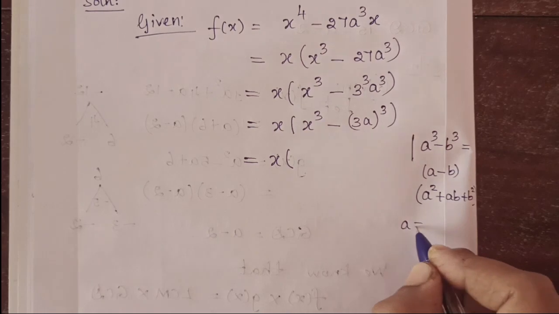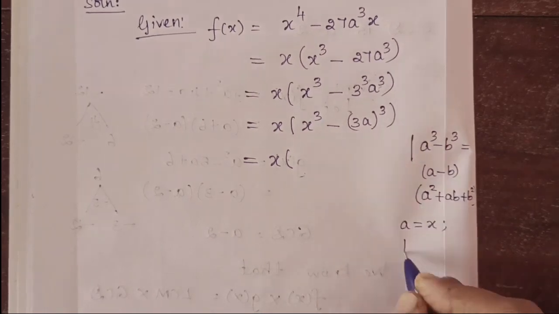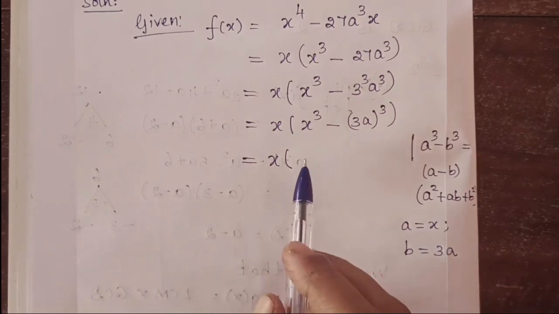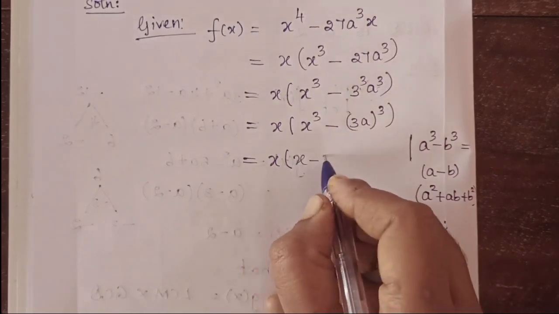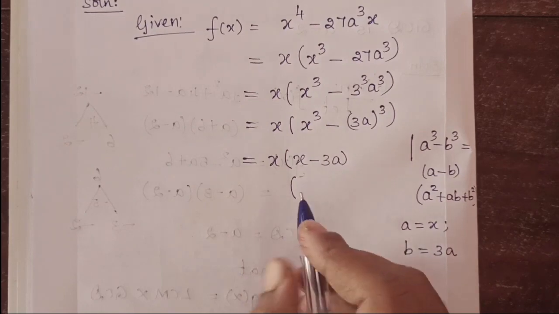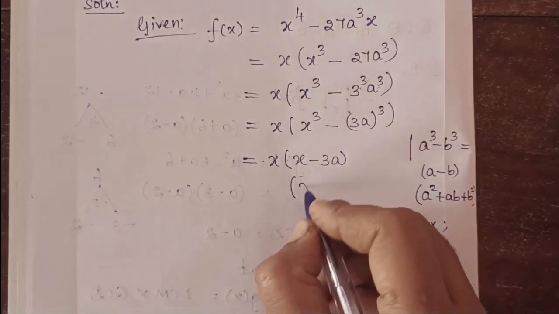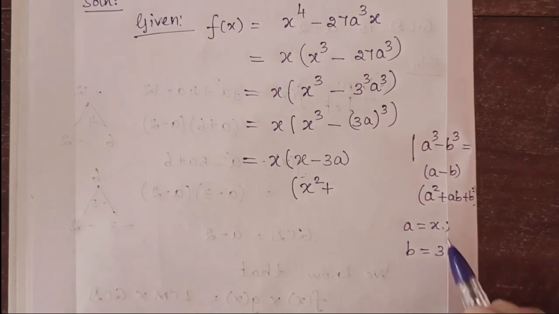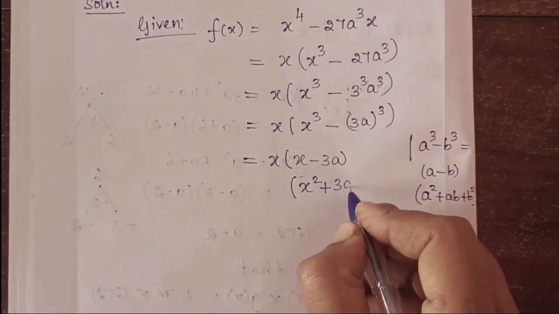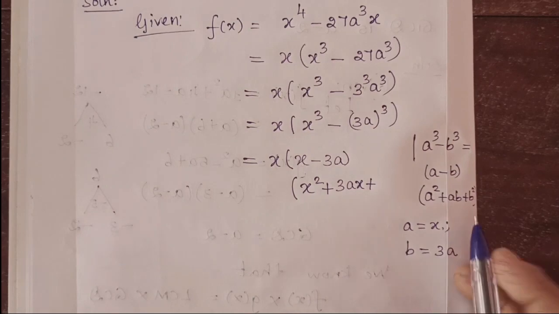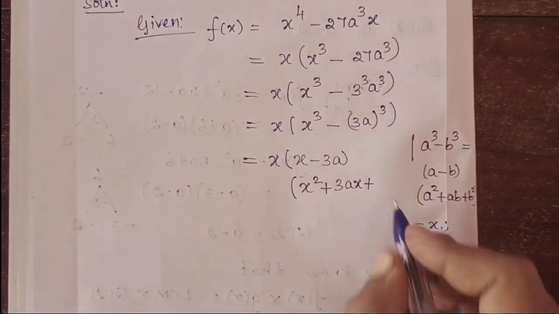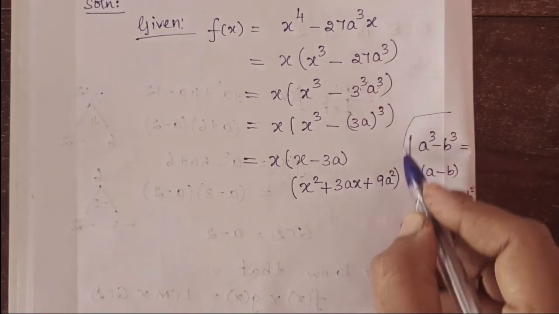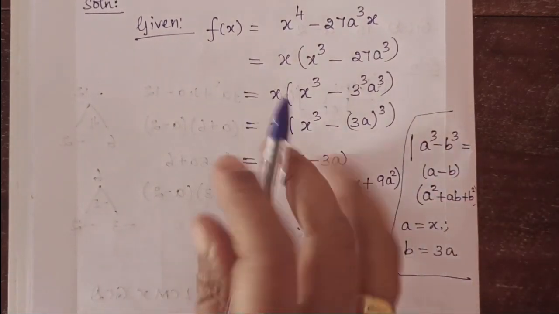In the place of a, you need to put x, and in the place of b, you need to put 3a. Shall we apply now? So, (x minus 3a) into (a square x square plus ab, a into b, x into 3a, 3ax plus b square, 3a the whole square). That means 9a square. So we got the f of x term.